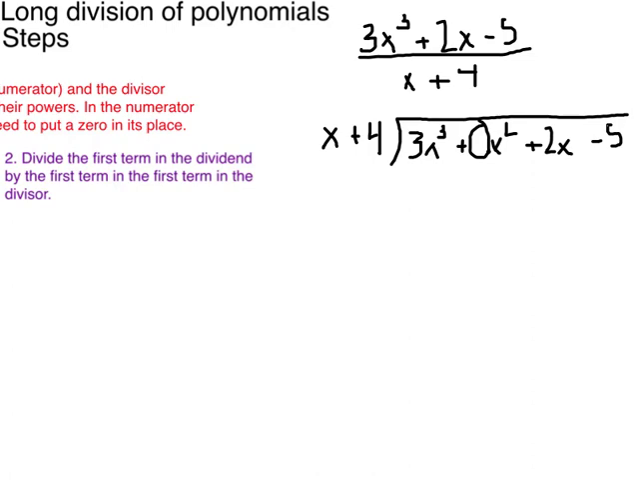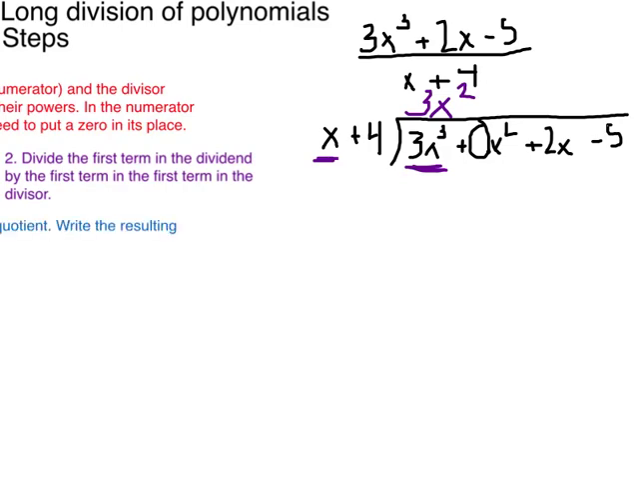Alright, the second step is to divide the first term in the dividend, 3x cubed, by the first term in the divisor, this x. The result of that will be the first term in what's called the quotient. The quotient is the answer of the division problem. So how many times does x go into 3x cubed? Let me give you the answer there. It will be 3x squared. And that is all you need to do for the second step.